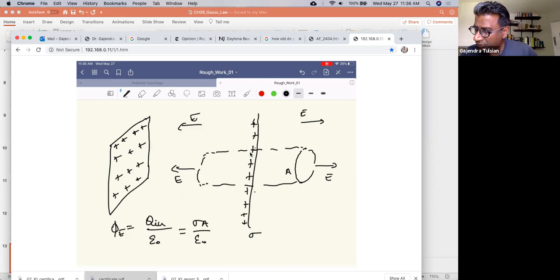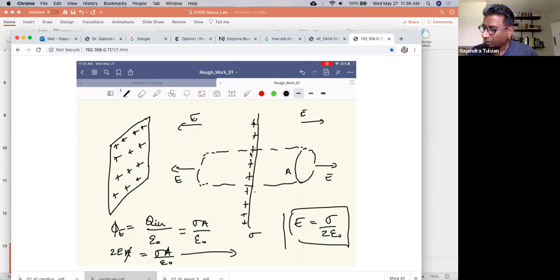Now let's calculate the flux. The flux is just E times area. These side faces do not contribute any flux because the electric field is parallel to these surfaces. The flux is coming only from this face, which is E times A, and from this face, which is also E times A. So the flux is 2 times E times A equal to sigma A divided by epsilon naught. The A cancels, so E is sigma by 2 epsilon naught.